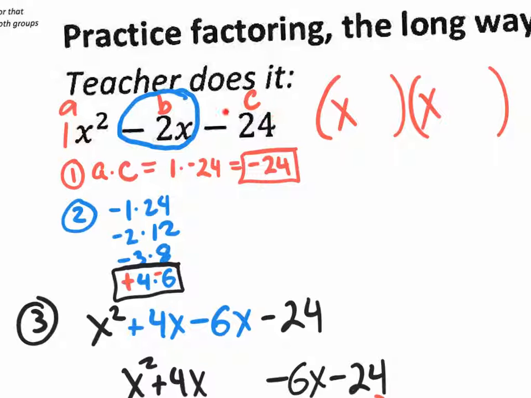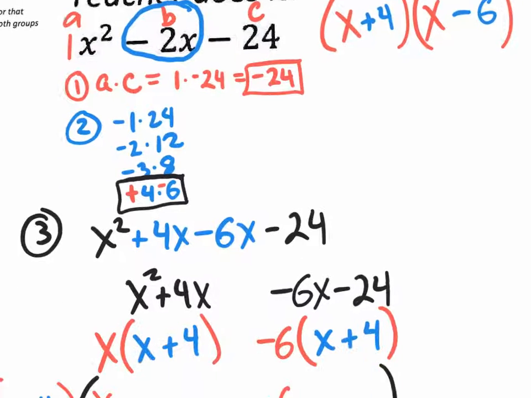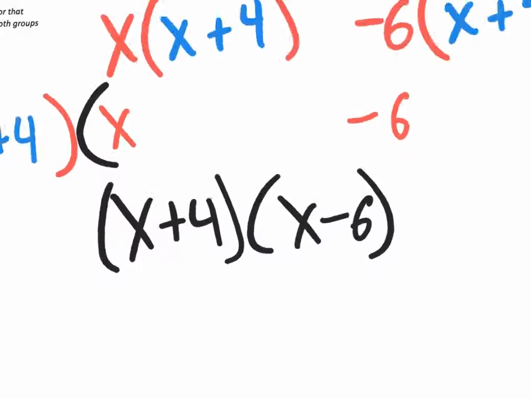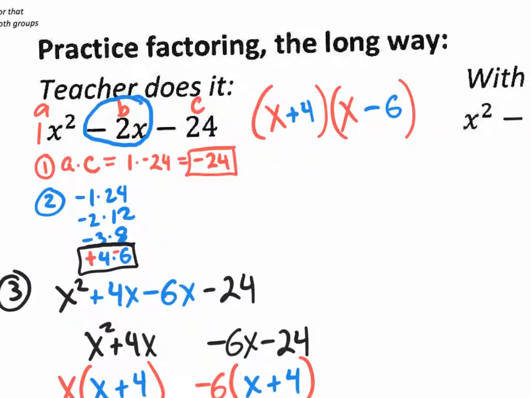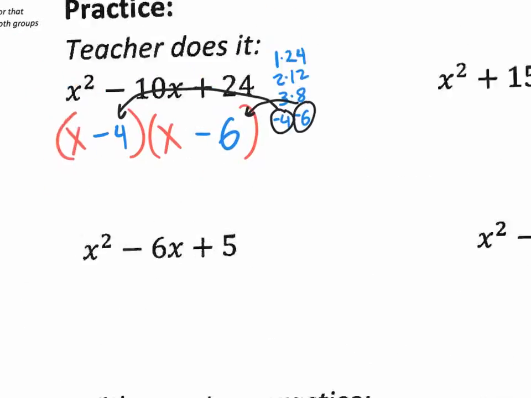What times what is negative 24 that if you combine together is negative 2? We kind of already did that work right here. It's 4 and 6, and you're done. You just put that plus 4 right there and the minus 6 right there, and that's it. I mean, look, you get the same answer, x plus 4, x minus 6. Shortcut. Amazing, right? Okay. Let's go back and practice some more over here.